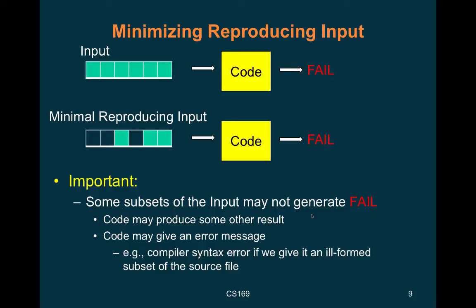The question is, if you have a program that's even 1,000 characters long, which is a minuscule program to make GCC crash, you can't just blindly try all the combinations of characters, because that's 2 to the 1,000. That's a lot of combinations even for a small program. You have to do something smart, and that's where Delta Debugging comes in.